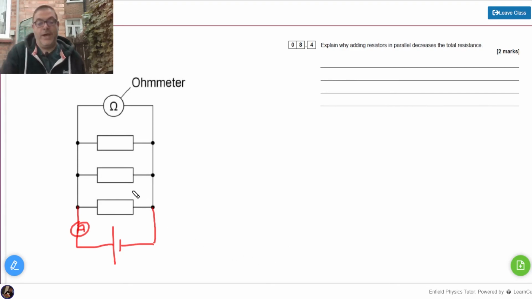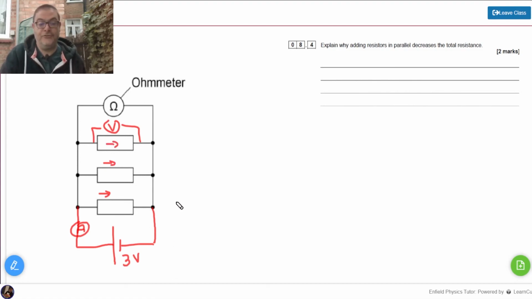Now, what we know is that the voltage across any of these resistors is going to be identical to whatever the battery is. So if the cell is 3 volts, the voltage across each resistor is 3 volts. So we're going to get the same current flowing through each of these resistors.